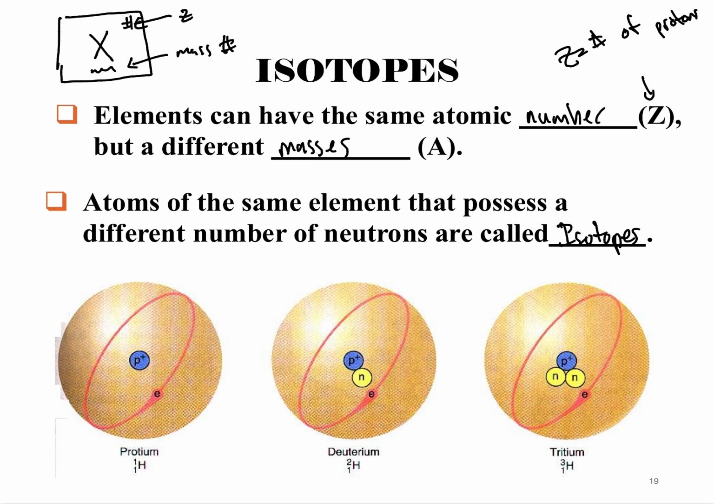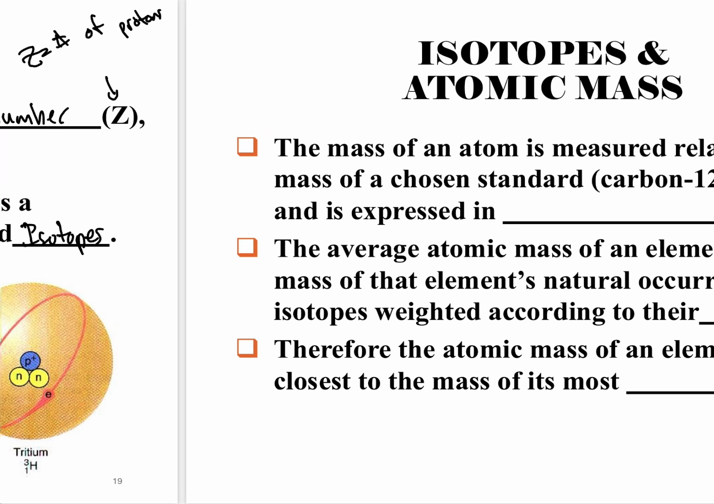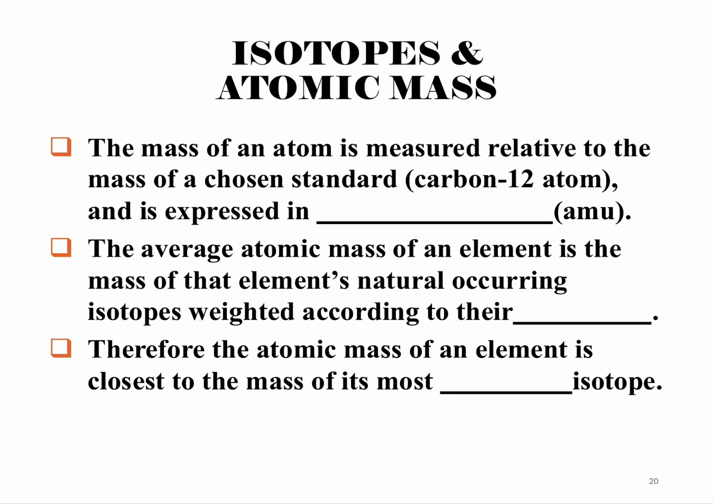That's because in nature, based off the different forces that hold things together, it isn't just electrostatic forces, it's actually other things like the strong and weak force. These are what actually hold the nucleus together. The mass of an atom is measured relative to the mass of some chosen standard, the carbon-12 atom, and it's expressed in units of atomic mass units, or AMU. The average atomic mass is what you actually see on the periodic table.